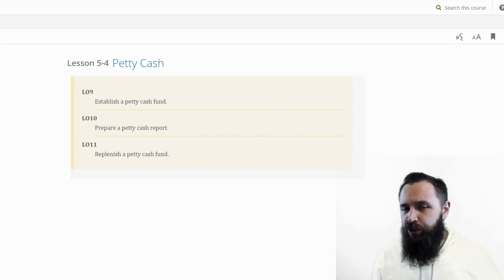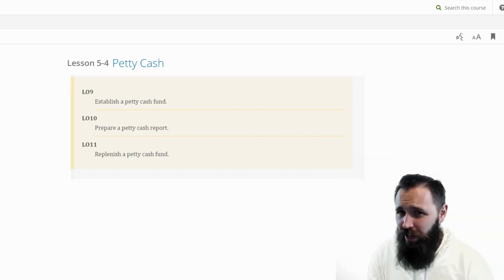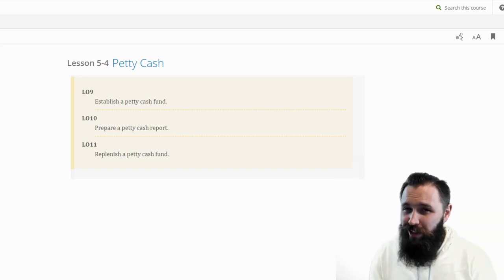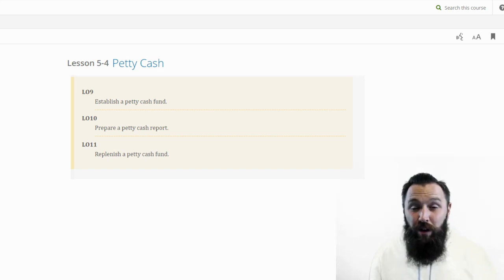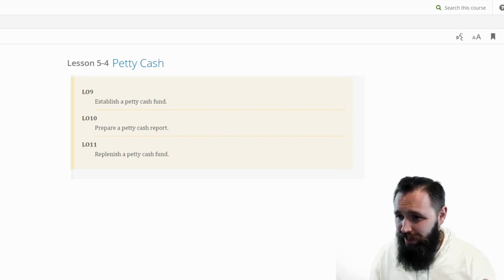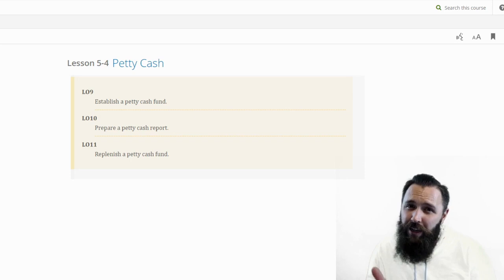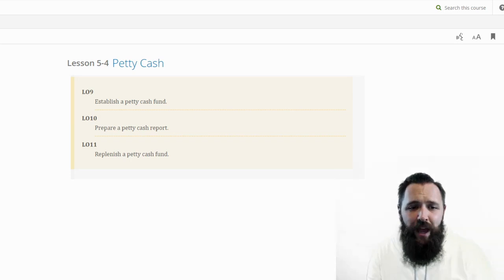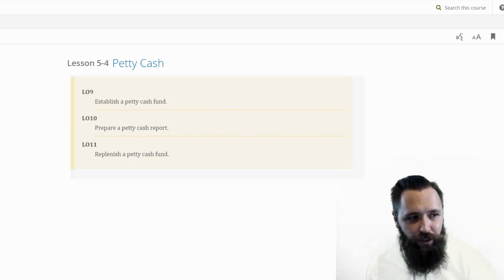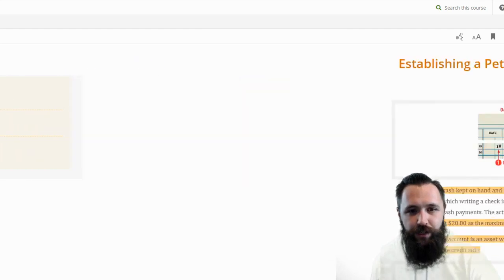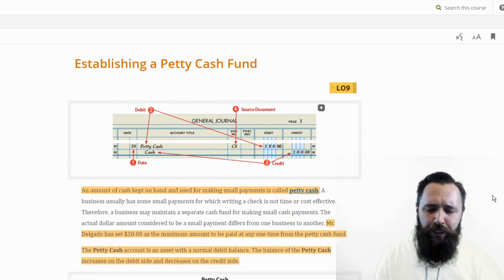And we have a couple different concepts that we're introducing today, a whole new kind of reconciliation form. So let's get started because there's a lot to cover. The first learning objective we have is to establish a petty cash fund. What is it? Why do we need it? Next is to prepare a petty cash report, kind of a reconciliation report, and then replenish that petty cash fund after. So today is all about petty cash.